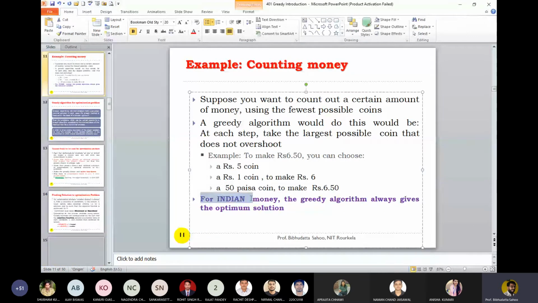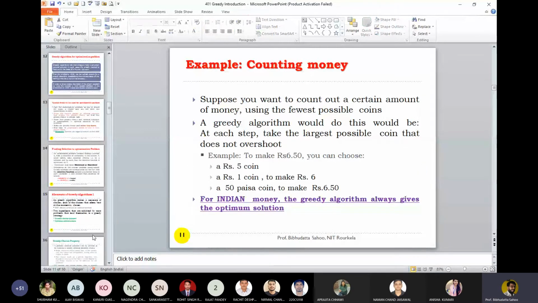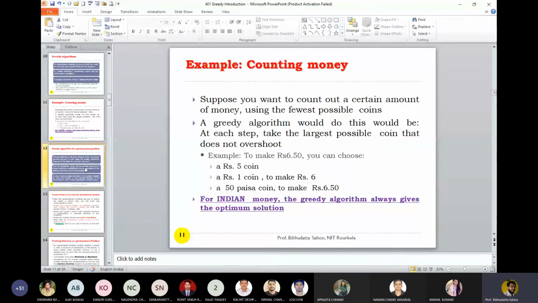For the Indian money, the greedy algorithm always gives the optimal solution. But you think of it in the reverse way. Those people who decided the denominations, why is there a 50 paisa, why is there no 60 paisa? They must have thought that whenever we look into the denomination for any amount, if we use a greedy algorithm, we will always get an optimal solution. This is the example. Now we look into that.